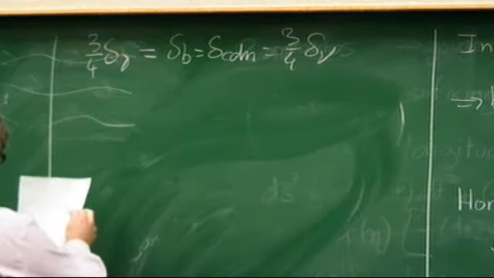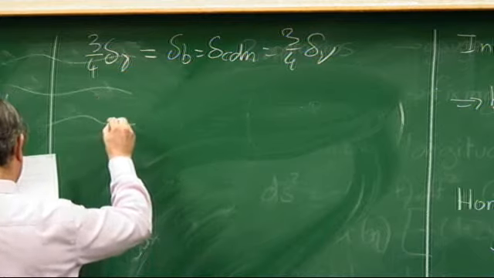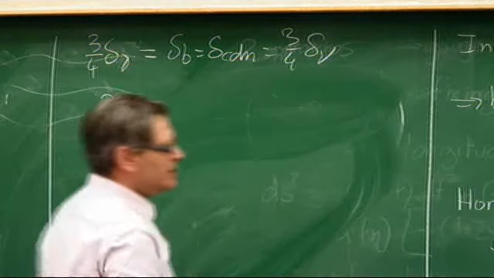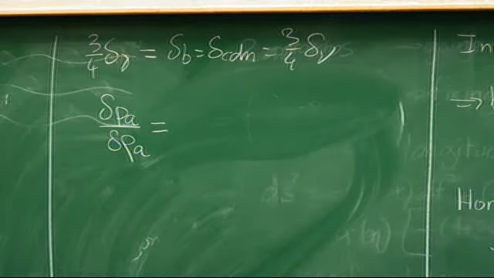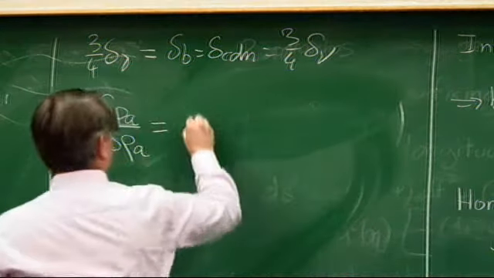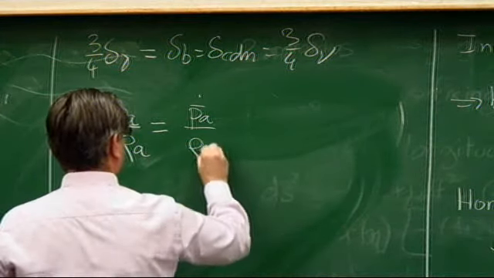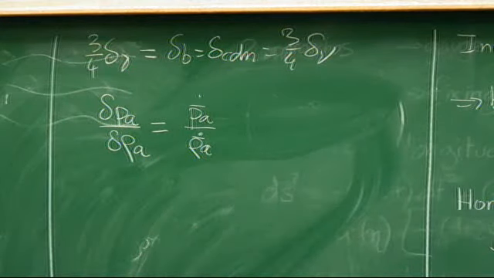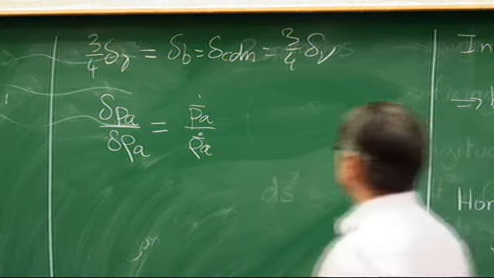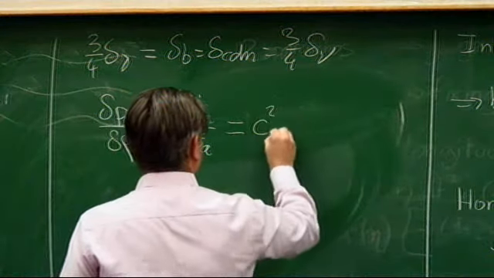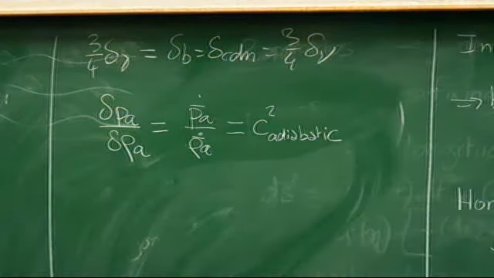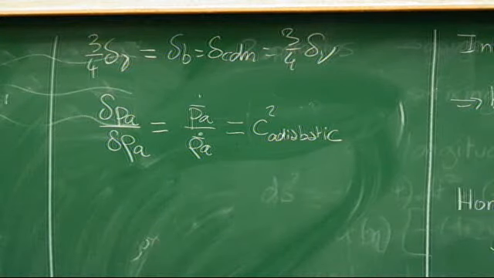Suppose that I compute delta P_A over delta rho_A. Using these equations, you see trivially that this will be given by P_A dot over rho_A dot. P dot over rho dot in thermodynamics, in hydrodynamics, is called the adiabatic sound speed. So if such conditions are satisfied, then my fluids have an adiabatic sound speed.